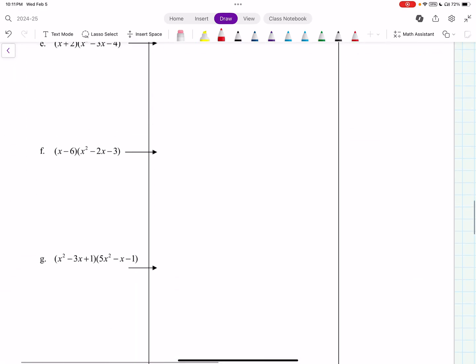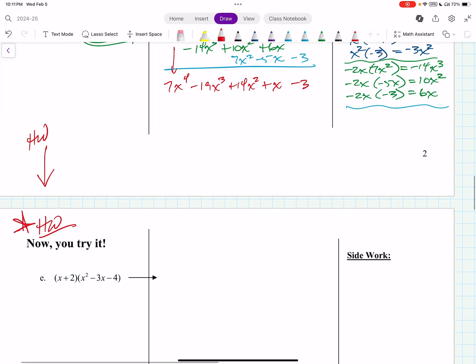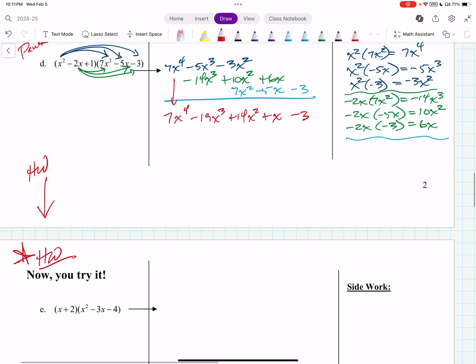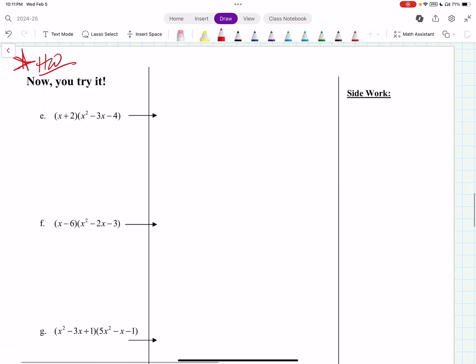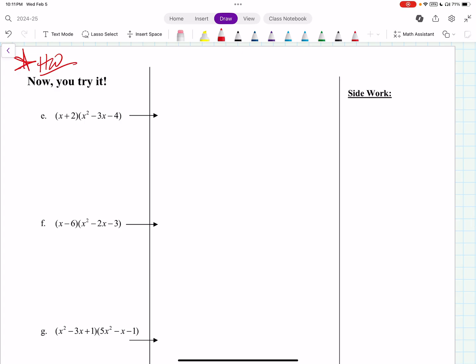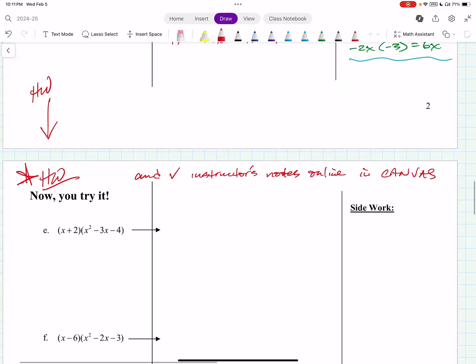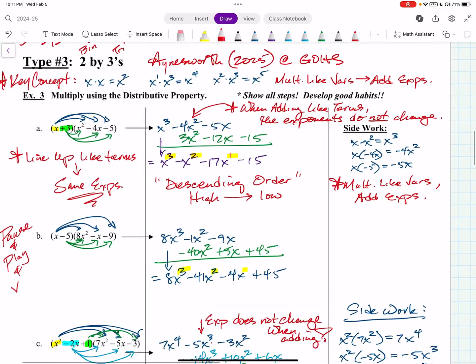Now, guess what? Now it's your turn. These are different. They sure are. Okay, so now what you guys need to do is actually try this, and check instructor's notes online in Canvas. Okay, and then of course, if you're in class, obviously we're going to be checking with me and with each other. All right, so hopefully that helped you out there.